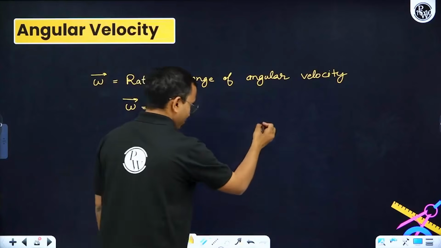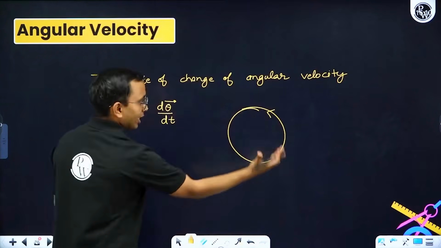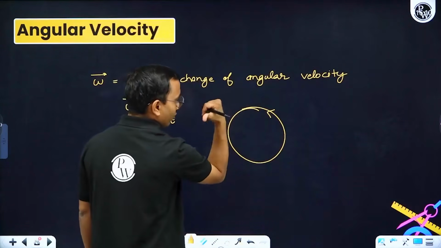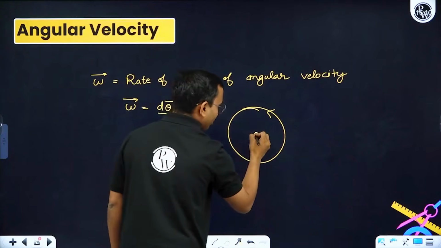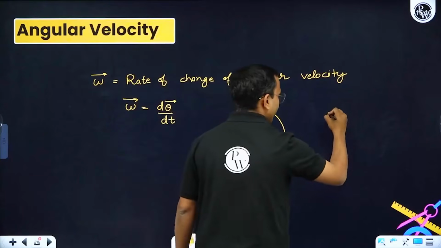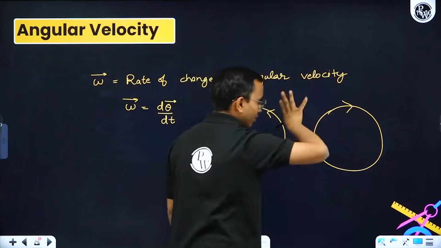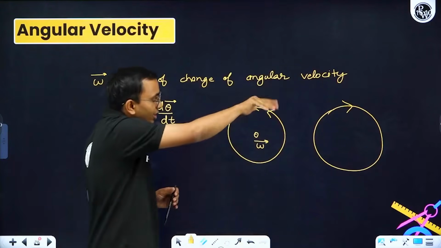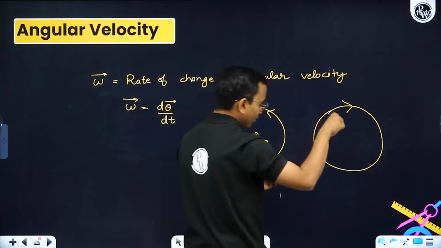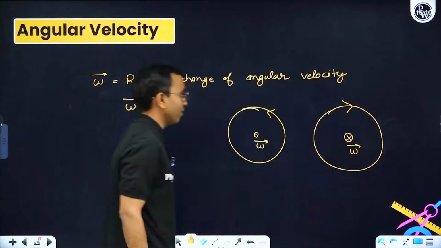Let us take the particle moving like this. So here the angular velocity is out of the plane. We take this as out of the plane, so I'll say dot. This is the direction of my angular velocity, and if it is moving like this, it is into the plane. We can move our fingers in the direction of the motion like this. So by the right hand thumb rule, the direction of the thumb, here it is into the plane. So this is the direction of my angular velocity.